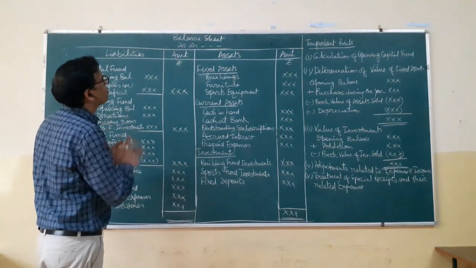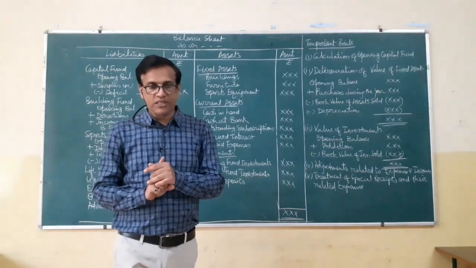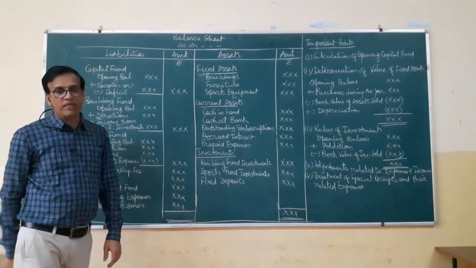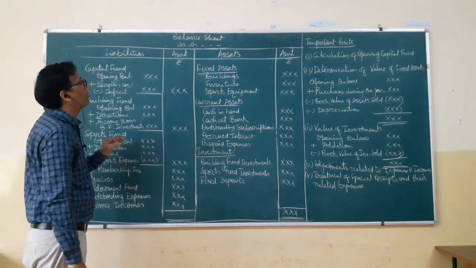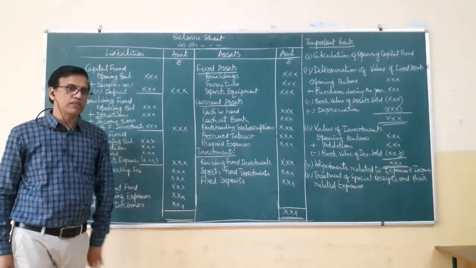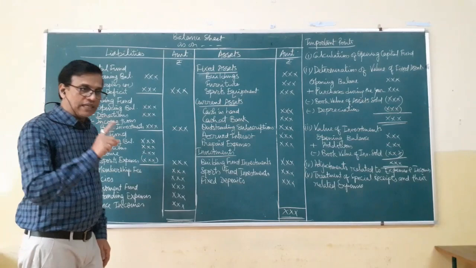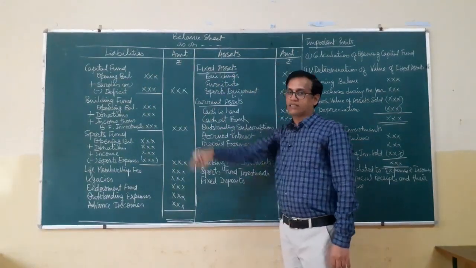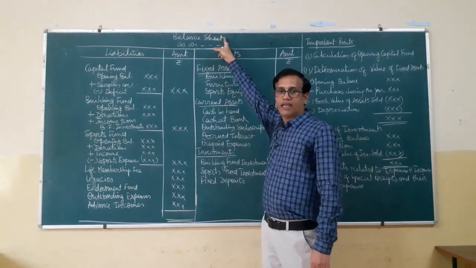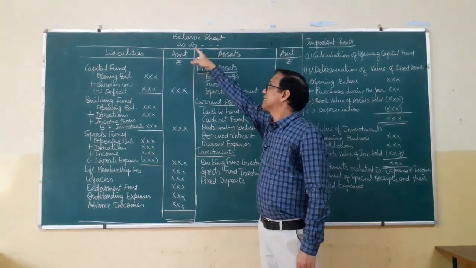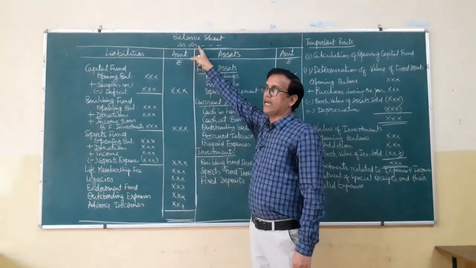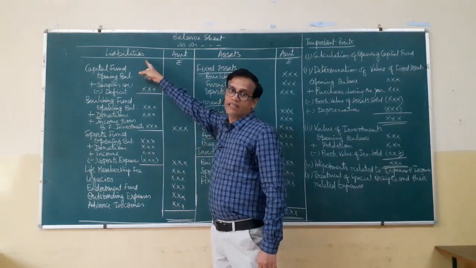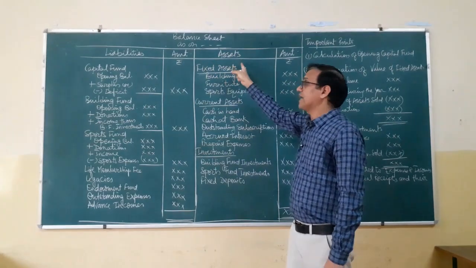Now let's discuss the balance sheet of these organizations. Like a business organization, these organizations also prepare their balance sheet to know about the financial position. It is prepared in the same pattern as it is prepared for the business organization. That is, first we write down the heading as balance sheet, then the date on which it is prepared, as on, it is an as on statement. Left hand side liabilities, right hand side assets.